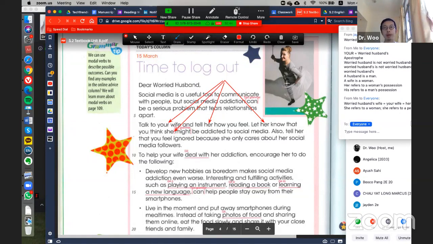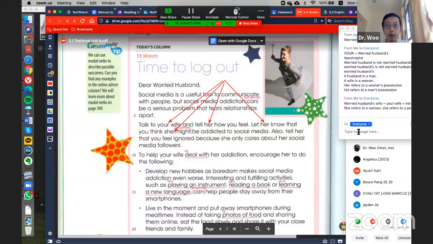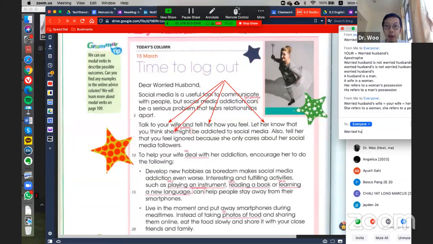Okay. So you can see all of these different words and phrases all refer to the same person. You think she, worried husband's wife. All of these are the same thing. Worried husband's wife. She equals her equals wife. They're all words that refer to the same person. Any questions?